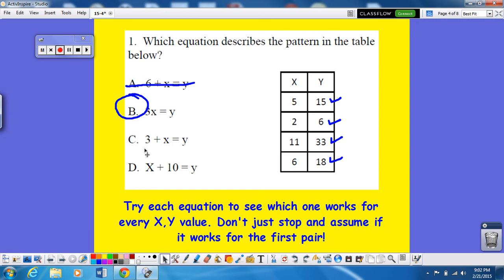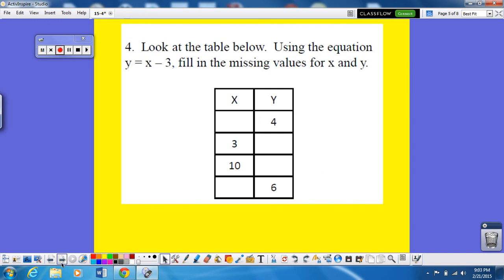We can very quickly see that 3 plus x, so 3 plus 5 does not equal 15. And here, x plus 10, 5 plus 10 does equal 15, but if we go down to this one, x is 2, 2 plus 10 does not equal 6. So always make sure you try more than one equation and more than one x, y value before you choose your answer. Okay, look at this table.